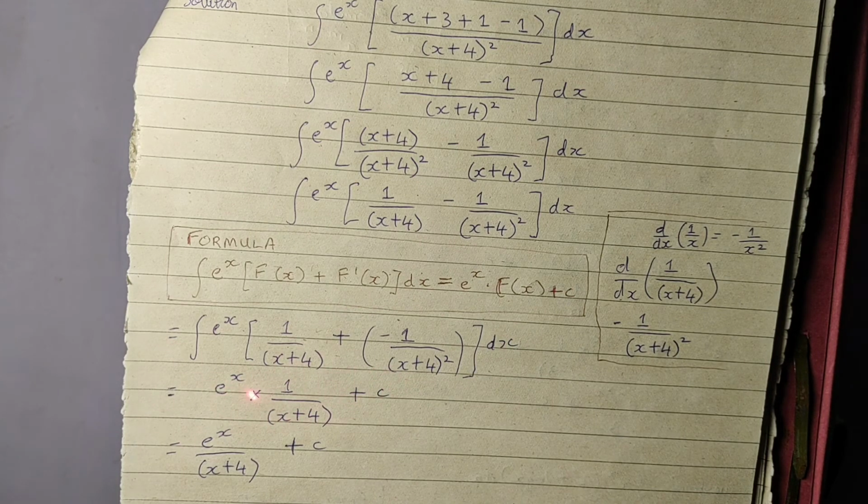So we will be arranging the terms right now. This e raised to x into 1 is e raised to x itself, denominator x plus 4, and this c. Okay, this is the final answer.